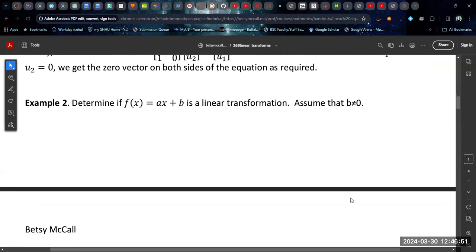Now, we can also apply this definition on functions. And in this case, we're going to assume that b is not equal to 0. So this is Ax plus an actual non-zero constant b, and not just Ax.